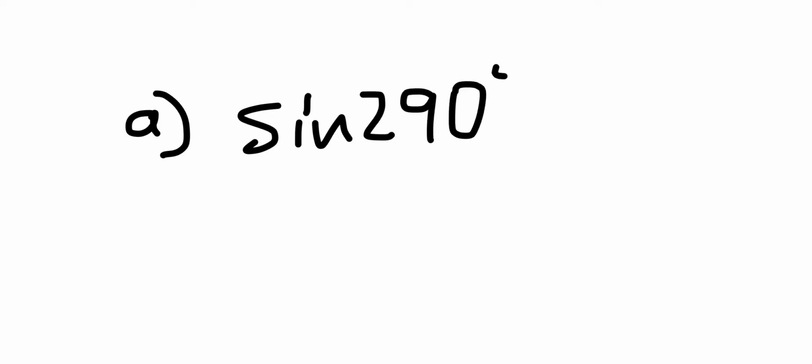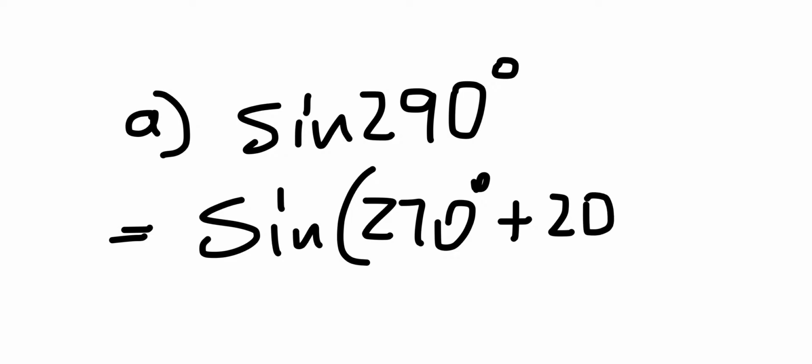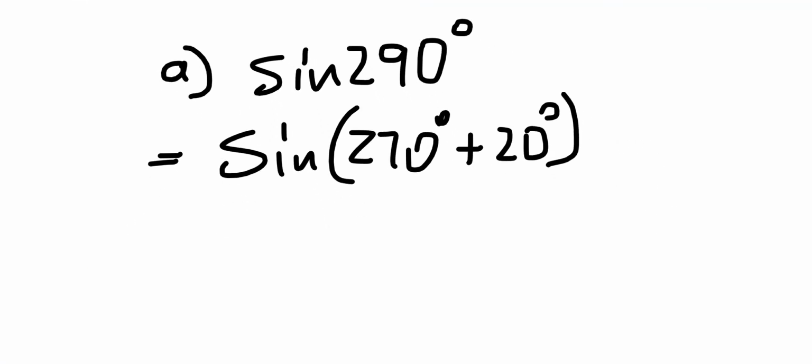So again, that same example, let's say you had sine of 290 degrees. Which quadrant? Again, it falls in the fourth quadrant. If you decide to use 270, this is the same as 270 degrees plus, what is it? Plus 20 degrees. It is the same as that 290.